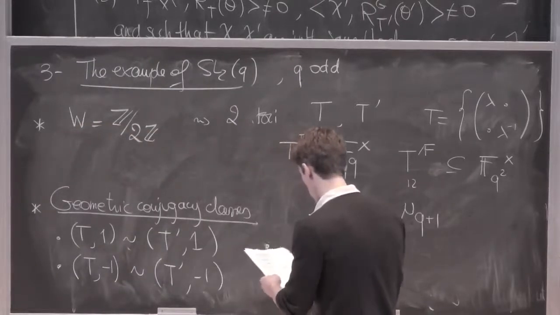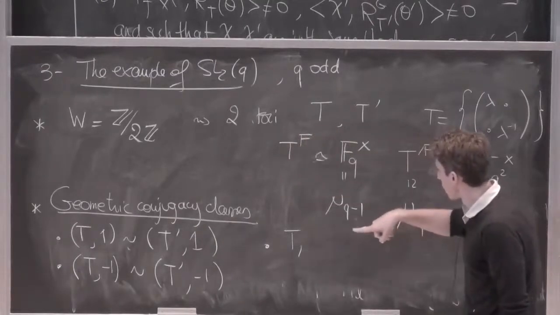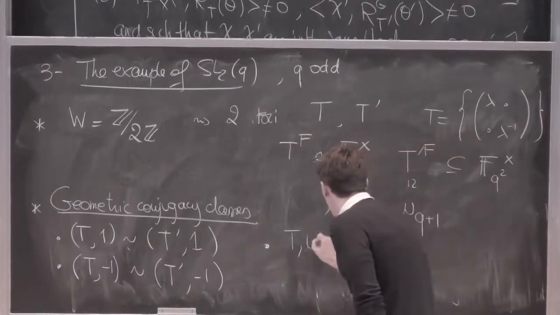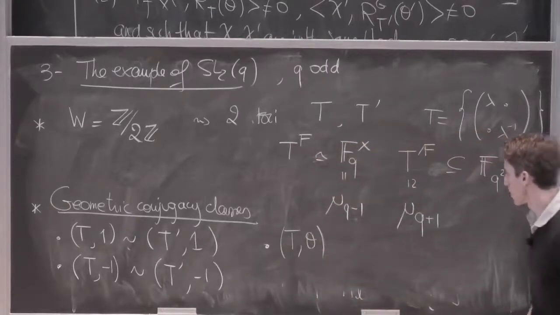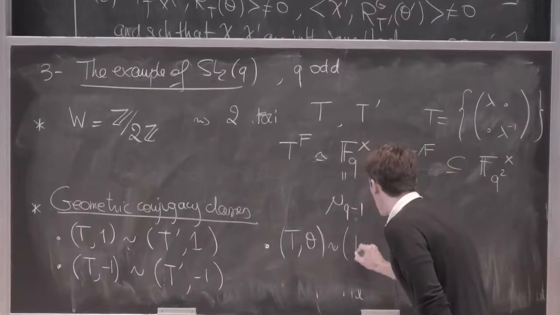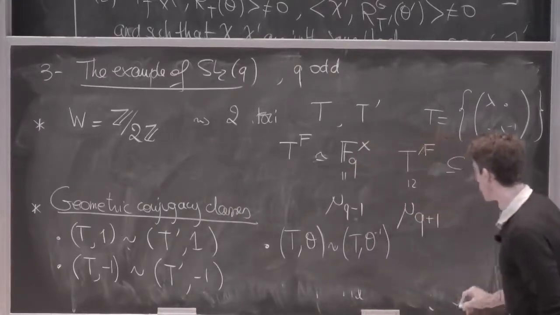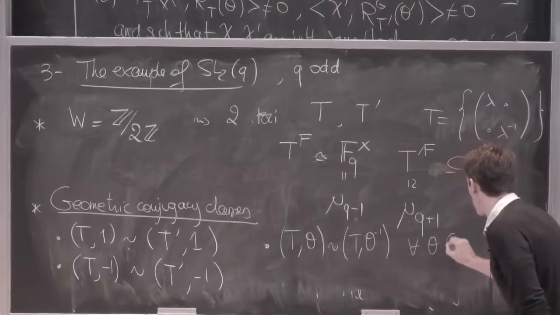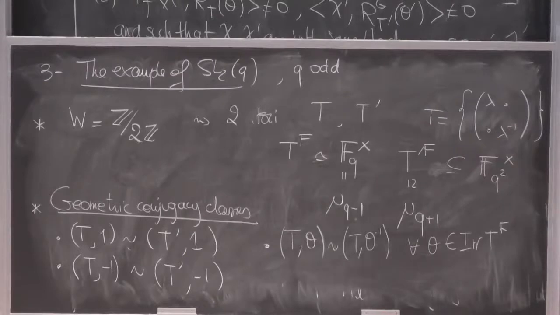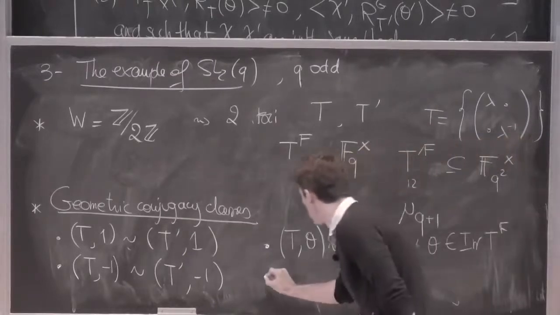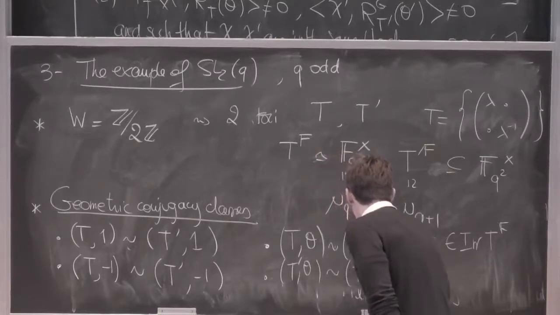Then I will have, for every character of F_q^×, a conjugacy class like this, where you group together theta and its inverse. So this is for every theta irreducible character of T^F, and I have the same for T prime.